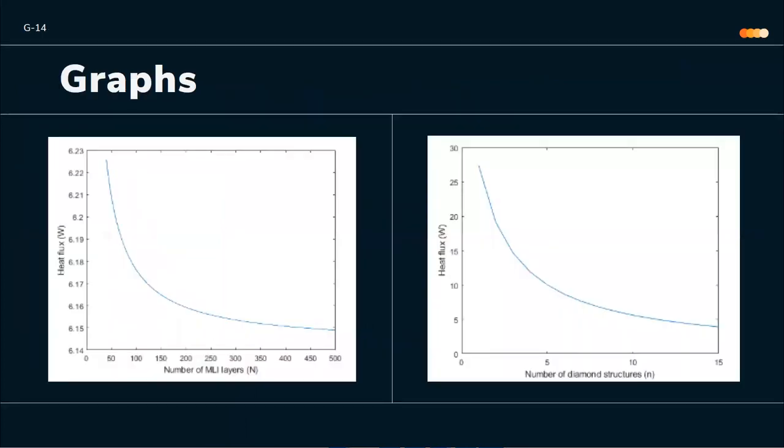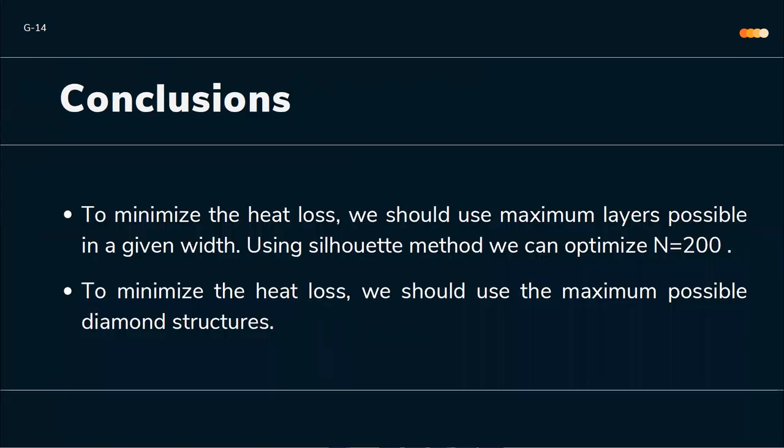Now to further optimize the heat loss, we need to select appropriate geometric parameters, such as total number of layers in MLI and the number of diamond structures in one layer. So we plot the heat loss versus the number of MLI layers as shown in the slide. For the graph on the left, we can infer that heat loss decreases with increase in number of MLI layers. And from the graph on the right, we can conclude that heat loss will decrease with increase in number of diamond structures. To finally sum up, we find that a layer with diamond structures made up of polyester is well suited to hold our system.